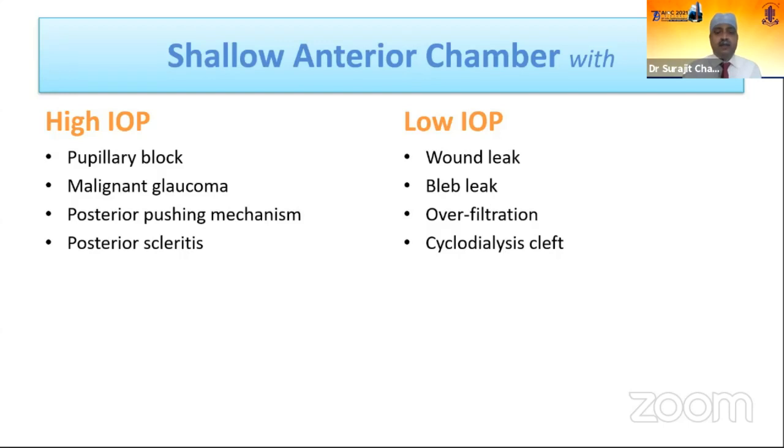When looking at the causes of shallow anterior chamber, it can be associated with not only a low IOP, but also with high IOP. The high IOP causes are pupillary block, malignant glaucoma, and posterior pushing mechanisms like posterior scleritis. And the low IOP, the usual causes are often wound leak, bleb leak, overfiltration, and cyclodialysis cleft. Let us take one by one.